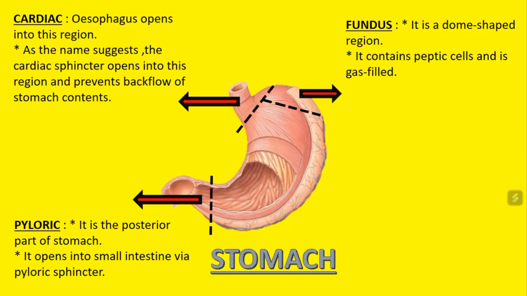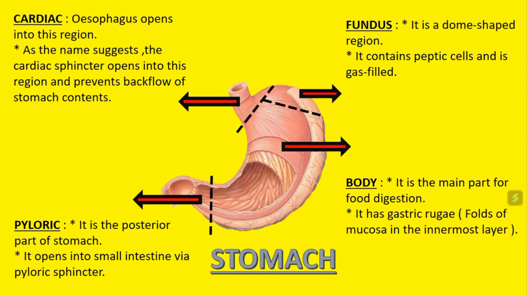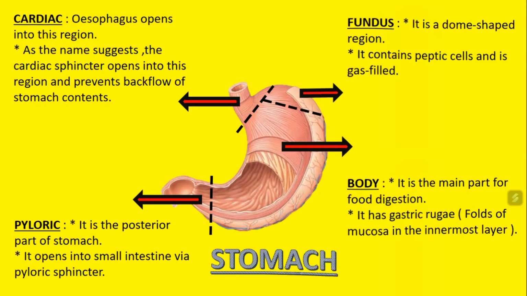The next part is the pylorus. Pylorus is the posterior part of the stomach. It opens into the small intestine via the pyloric sphincter. And the final part is the body. Body is the main part of our food digestion. It has gastric rugae. Rugae are the folds of mucosa in the innermost layer.